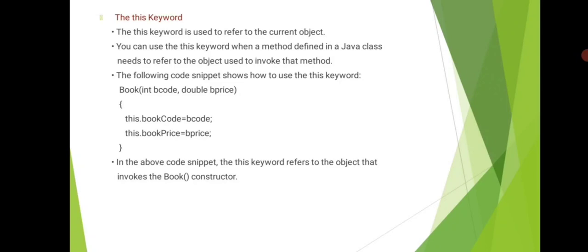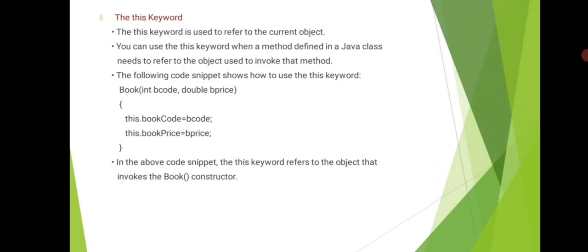Okay, the following code here, one example I will take. In the slide I am showing one code on how to use the this keyword. So in this example we see the Book constructor. Book is a class, so I am using the class name for the method, which is nothing but a constructor. Book is a constructor which has two arguments, one is int b code and another is double b price. This initializes the book code and book price of the book. Here b code is copied to book code and b price is copied to book price. Inside this Book constructor we are initializing the instance variables book code and book price.